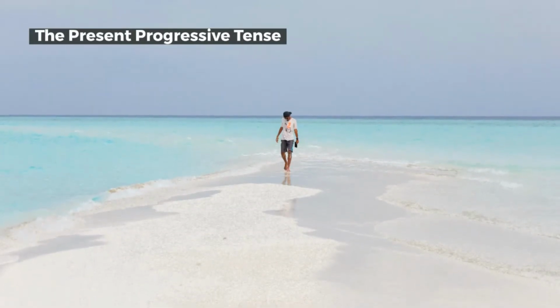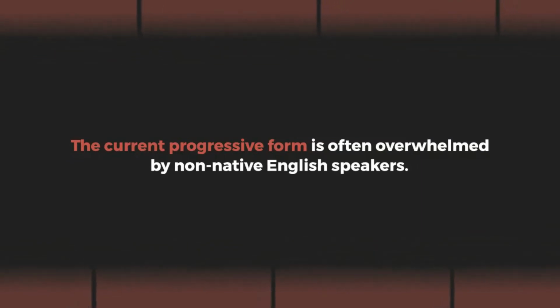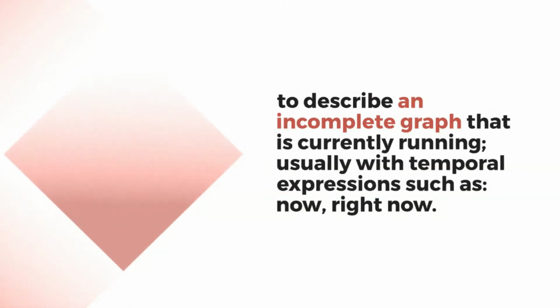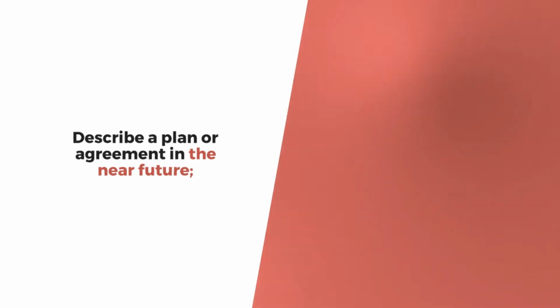The present progressive tense. The present progressive form is often overused by non-native English speakers. It should only be used in the following contexts: to describe an incomplete action that is currently happening, usually with temporal expressions such as now, right now. During a phone call or email, we are currently discussing the project. To describe a plan or agreement in the near future, usually with temporal expressions like tonight, tomorrow, this week, this Monday.